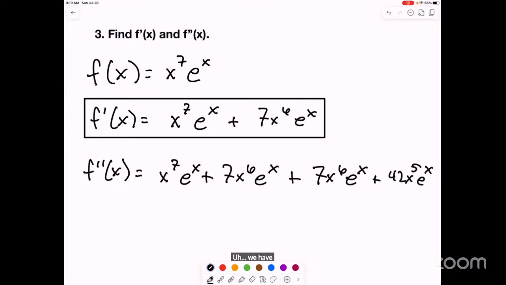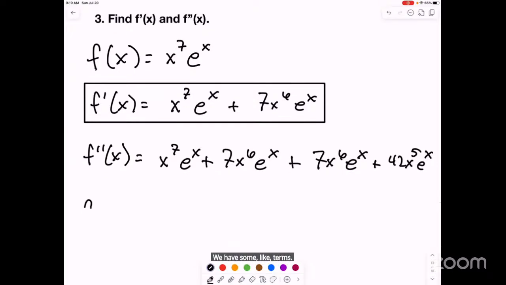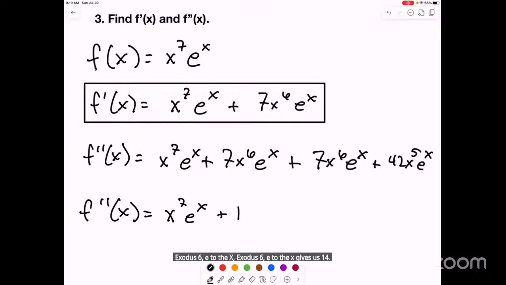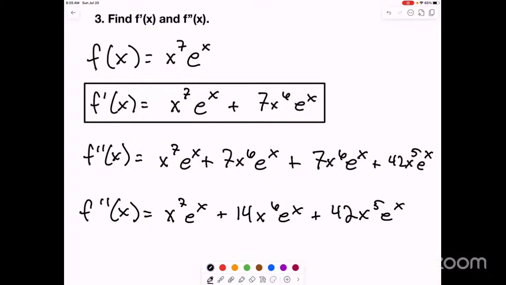We have some like terms. Okay, I think this one is alone. x to the 7 e to the x. x to the 6 e to the x. x to the 6 e to the x gives us 14 x to the 6 e to the x. And then the last one, that 42 x to the 5 e to the x. First times the derivative of the second plus the second times the derivative of the first. So it's 42 x to the power of 5.